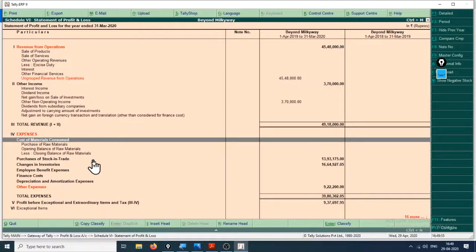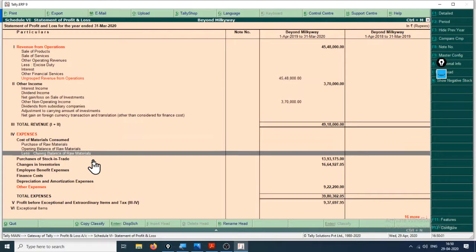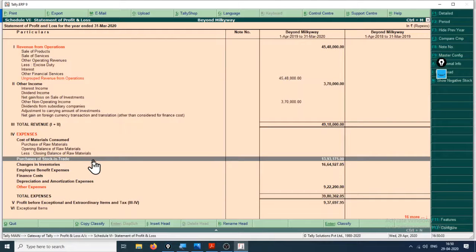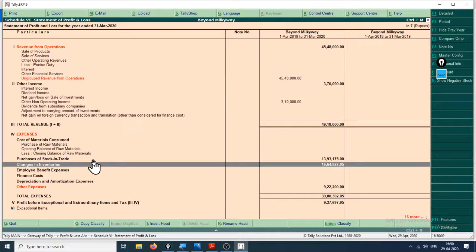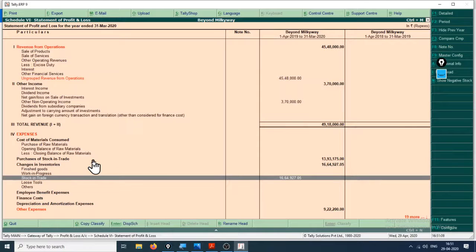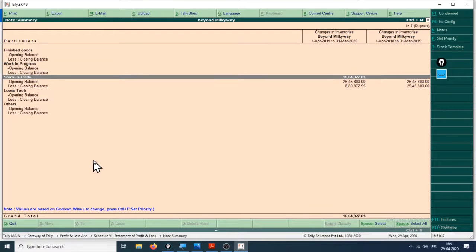And let's see cost of materials consumed. This is the purchase, which is very obvious with the name. Purchase of stock in trade, we don't have anything. We do have, but yeah, purchase. Purchase of stock in trade, that is the purchase account, that is obvious with the name. Change in inventories, let's see what it has. Okay, so yeah, this right here says, okay, so this is the calculation of closing stock. Values are based on godown wise. To change, Control P. No.